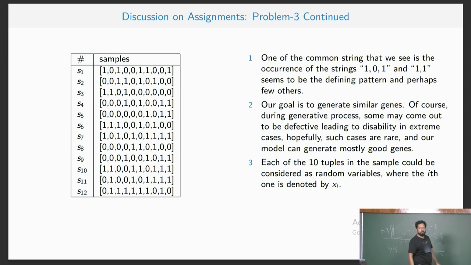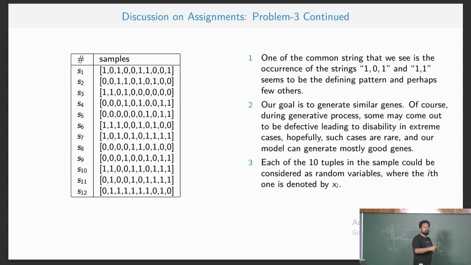So how will we model this problem? We are given 12 samples with some ones and zeros, and our goal is to generate data that corresponds to this distribution. You can also see this as a 1D image, with 1 corresponding to black and 0 corresponding to white.